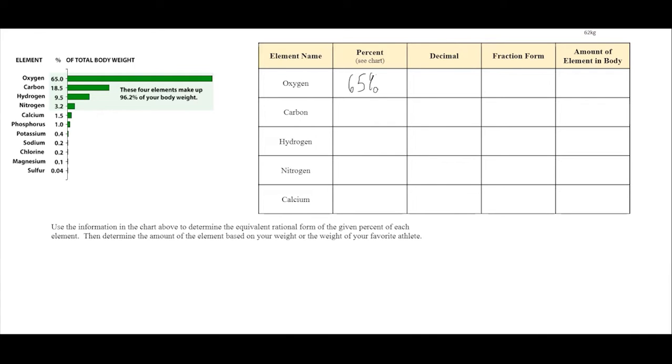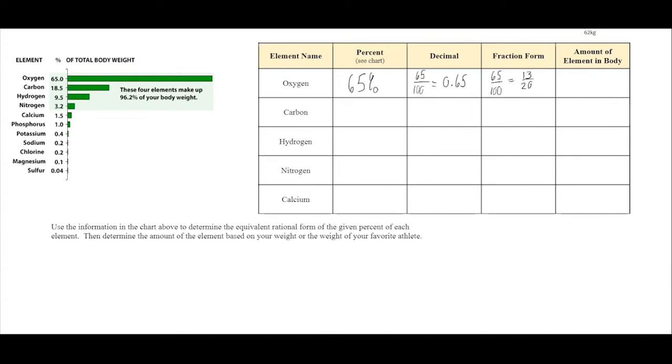To convert a percent to a decimal, we take 65% divided by 100. In this case, the answer is 65 hundredths. To convert between a percent and a fraction, we again take 65 divided by 100, and this time we find the greatest common factor between them. In this case, it's 5, and then divide both the numerator and the denominator by that greatest common factor. 65 divided by 5 is 13. 100 divided by 5 is 20.